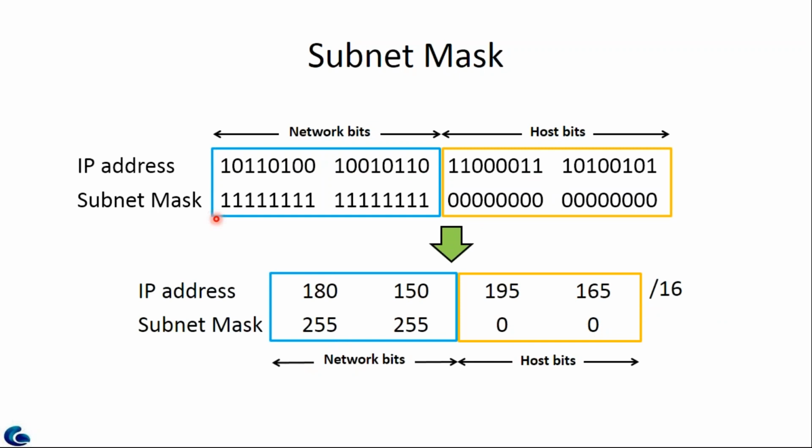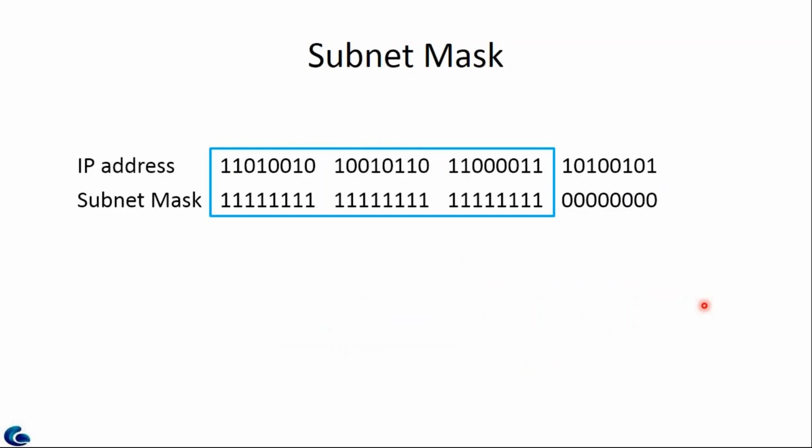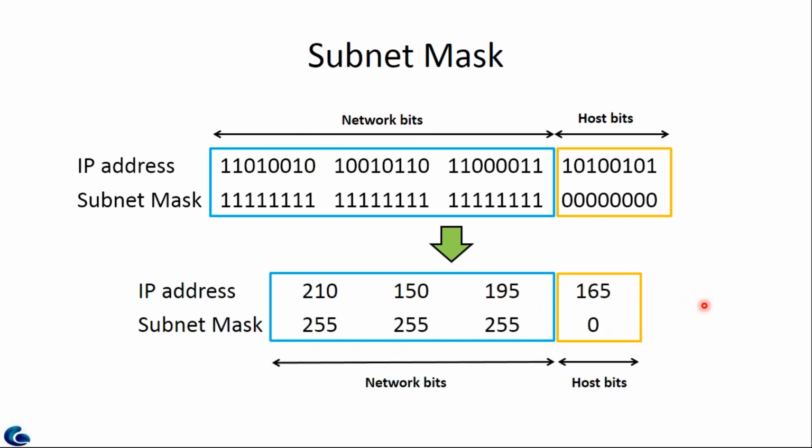And the number of networks being 16, you can refer to it as /16. Okay, the first 16 bits to the left side are network bits. One final example is where I have 24 bits as network bits and 8 bits as host bits, and if I convert that from binary into decimal, this is how it looks.